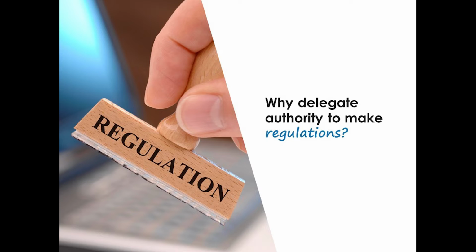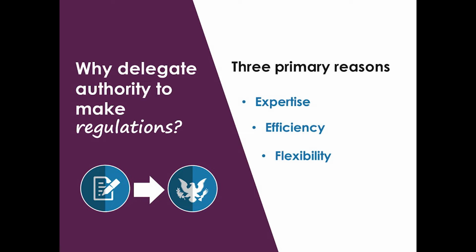As we wrap up this topic, some of you might be wondering why legislatures delegate their authority to make regulations to administrative agencies in the first place. Good question. There are three primary reasons. First, legislative bodies, such as Congress, state legislatures, and city councils, do not always have the subject matter expertise to draft detailed directives in specific regulatory areas, including areas related to public health, such as standards for drinking water, septic system design, hospital operations, and many others.